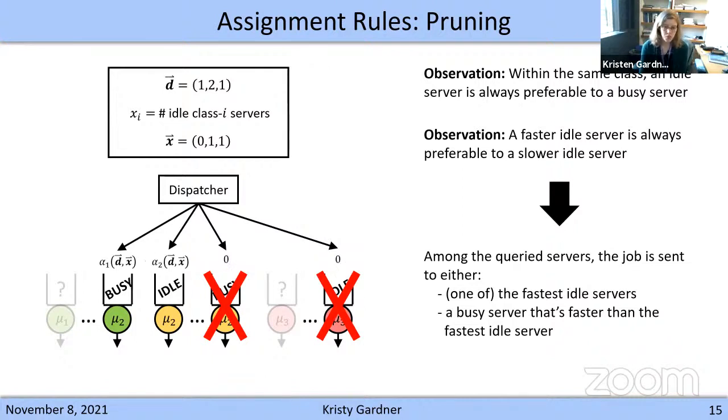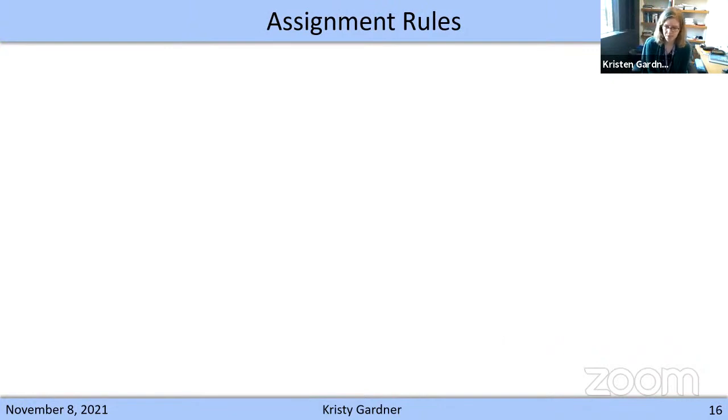So what we'll do is we'll set our probabilities to 0 on these servers that we've eliminated, and we'll adjust our probabilities on the other servers. And this kind of pruning just lets us reduce the space of assignment rules that we are considering so that we're only actually thinking about assignment rules that do reasonable things. We've eliminated poor choices from consideration. So I want to talk about the space of possible assignment rules. And again, our assignment rules are all parameterized by these alphas that probabilistically assign our job among the queried servers.